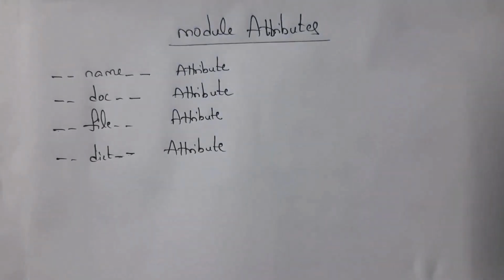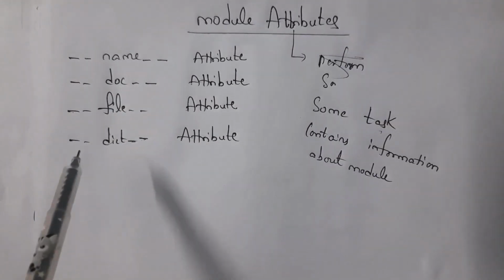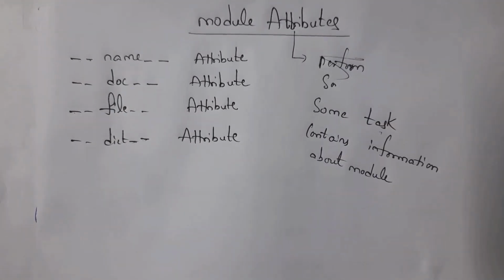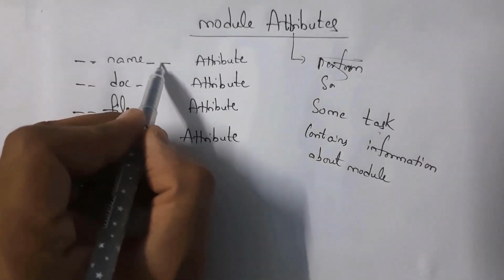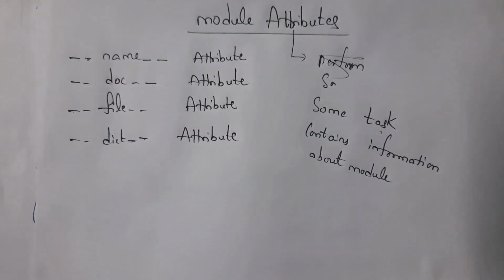Python module has some attributes, and these attributes perform some tasks and contain some information about the module. These are some of the important module attributes. I will explain each of them, and we represent module attributes with double underscore at the start and double underscore at the end. At first I will explain what is the use of the name attribute.